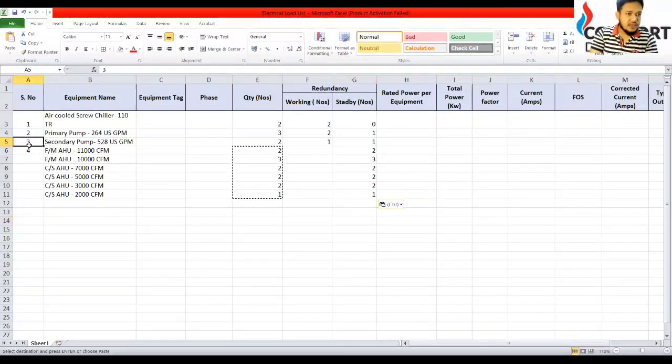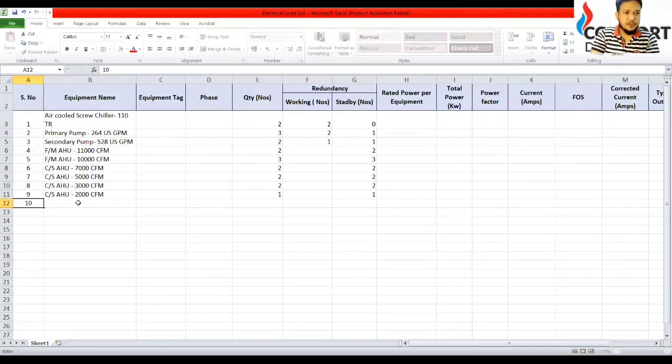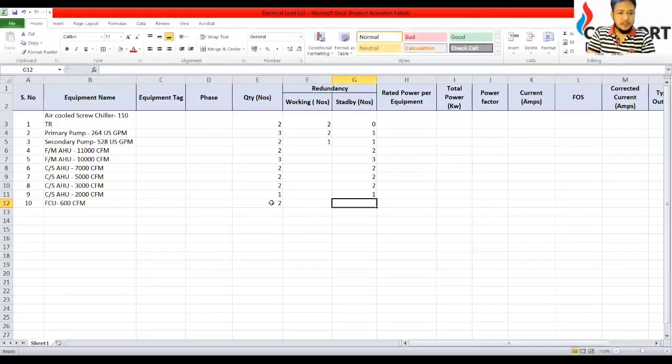Okay. Now let's write. Similarly, we have the FCU also. In the 10th point, we have FCU, that is your fan coil unit. FCU, that is of 600 CFM, and all are working. There is no standby in that. So we need to write it as per our project requirement. So that is of 2 numbers and both are working.